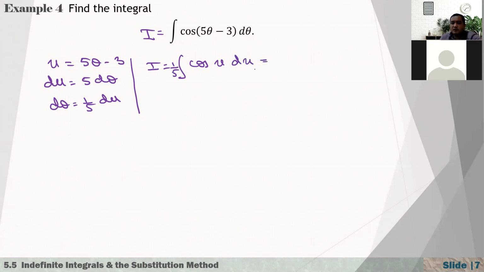So that's equal to, what function's derivative is cosine of u? We know that's just the sine function. That's 1 over 5 sine of u plus c. So the answer of this integral is 1 over 5 sine of, what is u? u is 5 theta minus 3. So here we have sine of 5 theta minus 3 plus c.